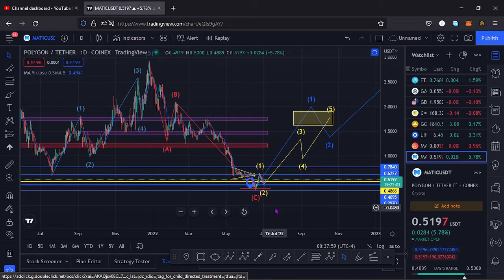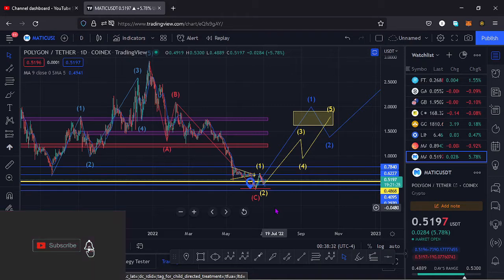I'll be giving you a price prediction update on Polygon Matic, whose current price stands at the $0.5197 mark, and here on TradingView the market is up by 5.78%. And in this video I want to give you the key scenarios that will play out. Also take a look at the indicators and the key areas of resistance and support that we need to break above. I will also be basing my analysis on the Elliott waves and the Fibonaccis, so if you're interested in such content, make sure that you stick around till the end of this video.